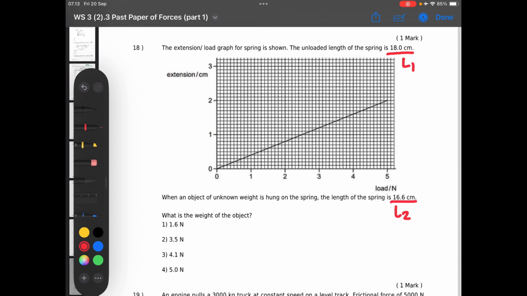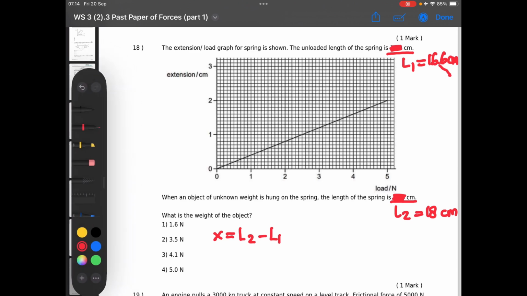But then, let's say I change it. Yeah, so this is a revision. We just switch. This one, L1, is 16.6 centimeter, and L2 is 18 centimeter. So, what should you do? Okay, you have to find the extension first. How to find the extension? Always remember extension is final length minus initial length. So, you can find it by yourself.